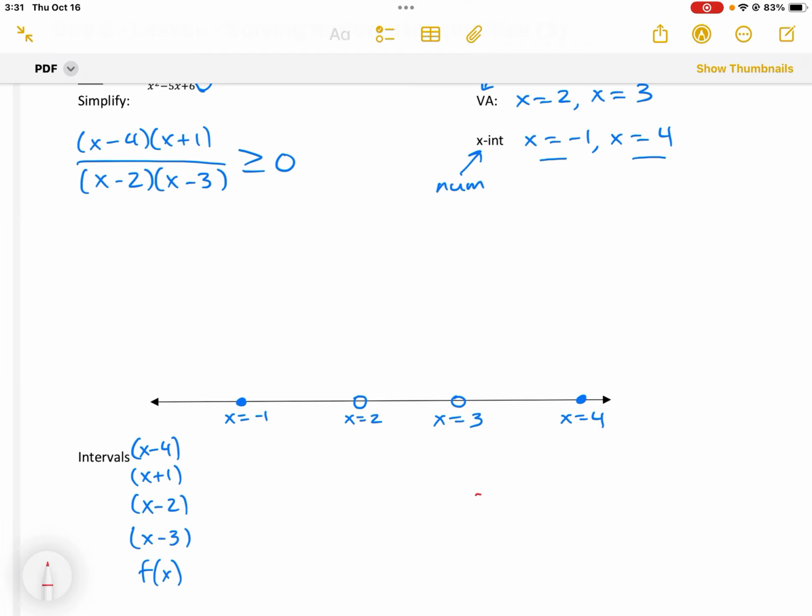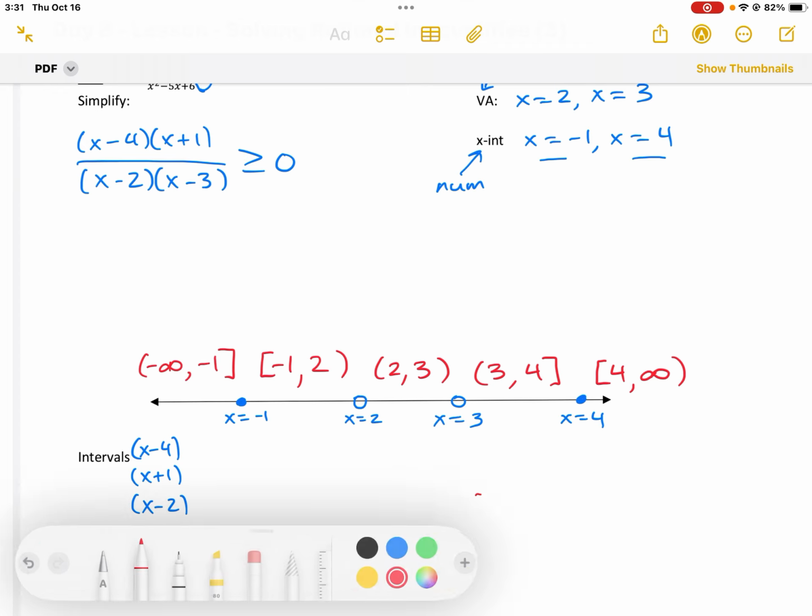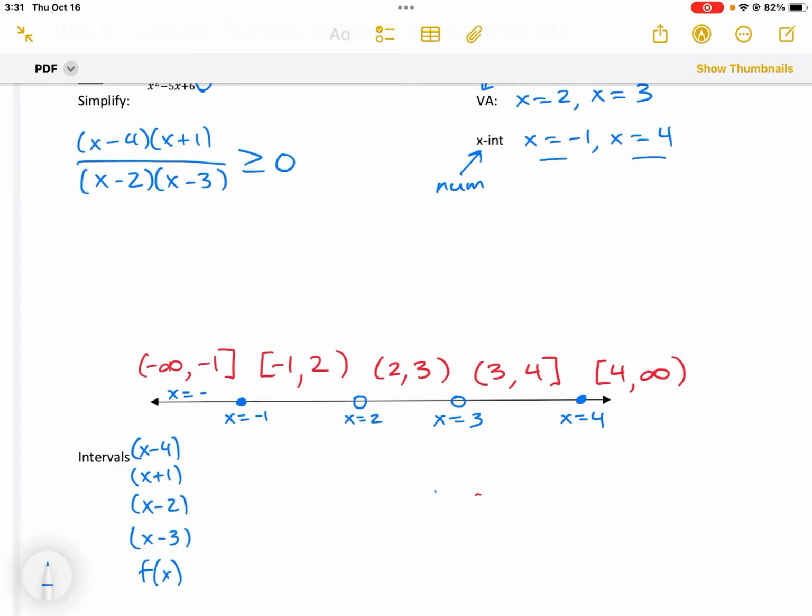Above my number line here, I'm going to put my regions. So I've got minus infinity all the way up to and including -1 because I can get it equal to 0. Then my next one is from -1 to 2, not including because that's an asymptote. Then I've got in between 2 and 3. Then I've got in between 3 and 4, including 4. And then finally 4 to positive infinity. So I'll go through and put in my test values here. -2 in this region, 0 in the next one, 2.5, and 3.5.